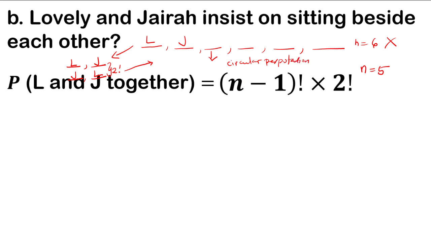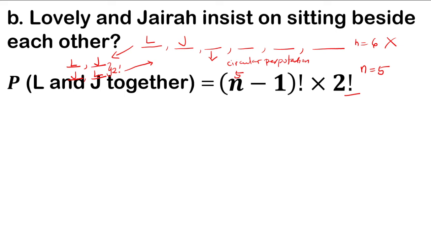Okay? Next, ang N natin dito ay hindi 6, kundi 5. Kasi nga, si Lovely at saka si Jaira ay gusto magkatabi sila ng pagkakaupo. So, yung N natin dito ay 5. Okay? Now, next, saan galing yung 2 factorial? Ang 2 factorial galing dun sa arrangement na kung saan magkatabi si Lovely at saka si Jaira.